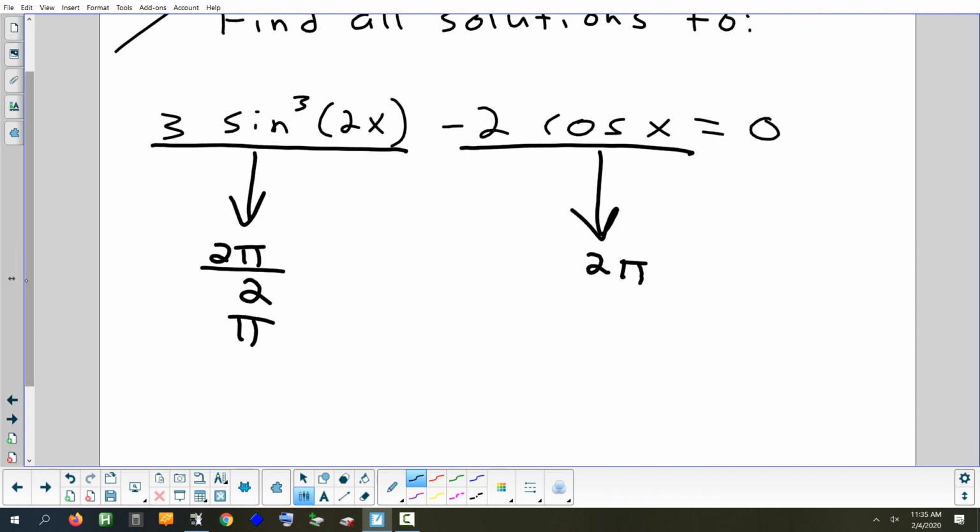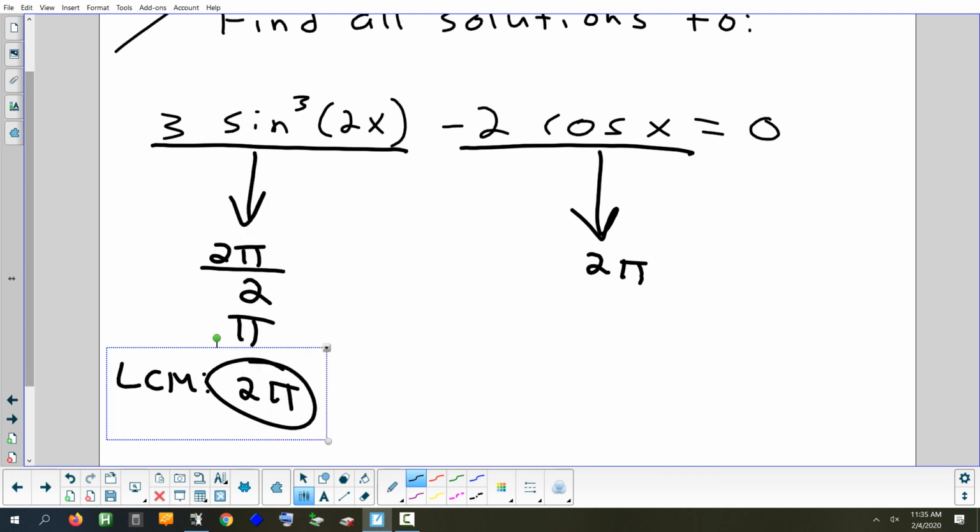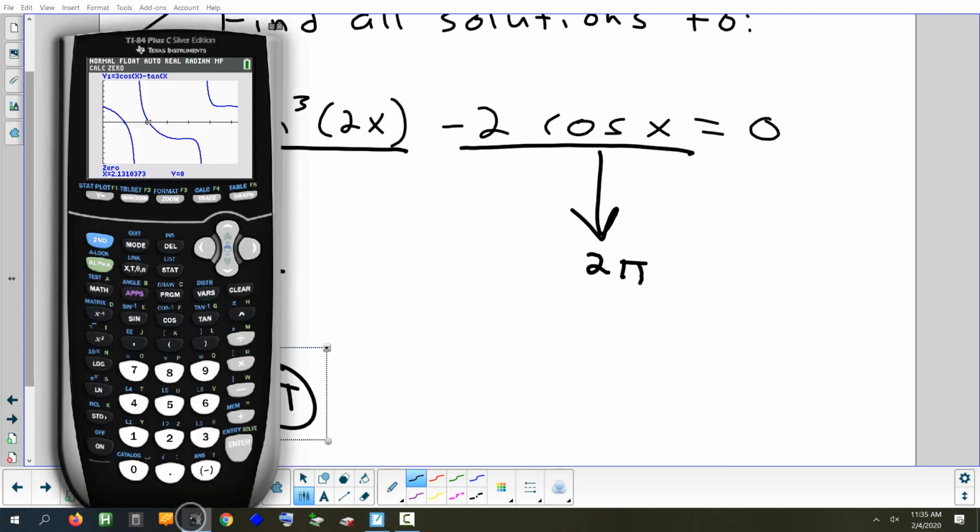This has happened on every problem we've done so far. What's the LCM of pi and 2 pi? 2 pi. Again, it may not be 2 pi every single time, but a lot of them today are. Okay. So this tells us we have to put a plus 2 pi in on each answer. Also tells me how to set my window on the calculator. I've been using 2 pi right along, so that should be fine.